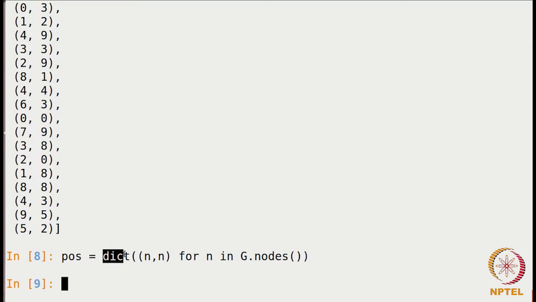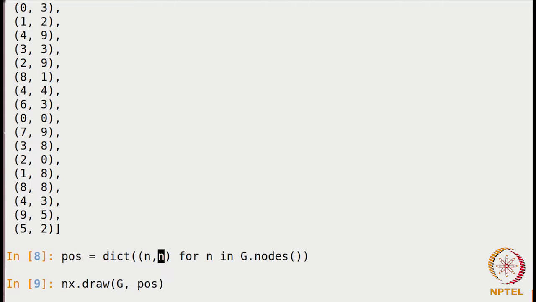This dict function is a function in Python. What it does is it converts a tuple into a dictionary, where the first value of the tuple will be the key and the second value of the tuple will be the value of the dictionary. So this pos is the positioning that we have fixed, and we can assign these positions to the nodes. Now how we can do that is we call this function nx.draw(G).